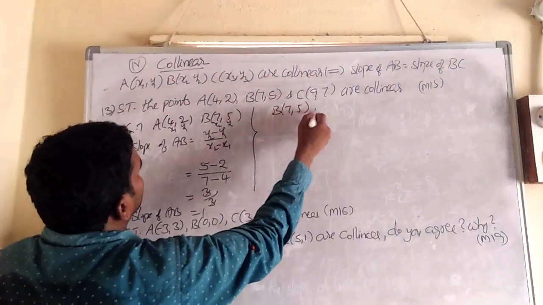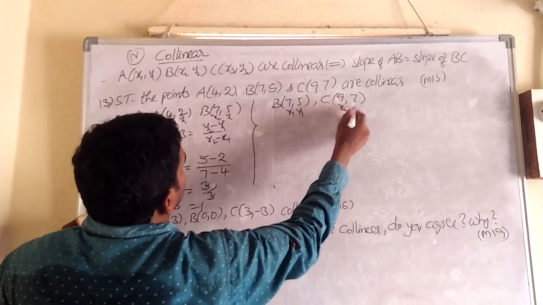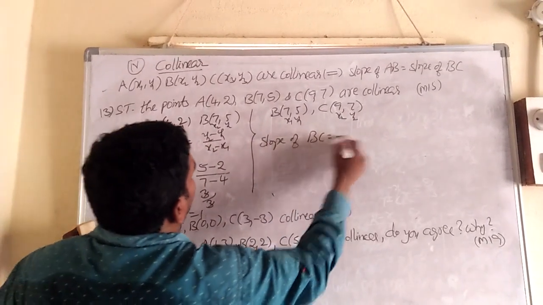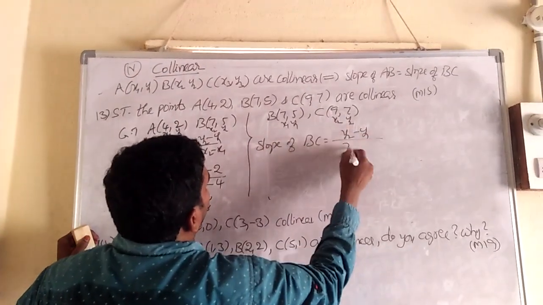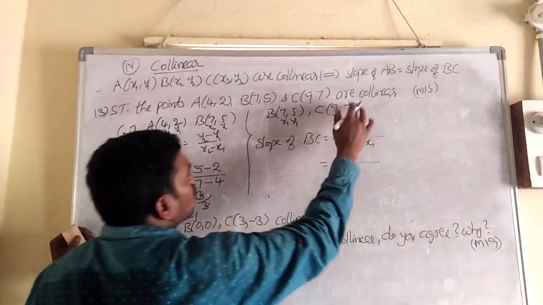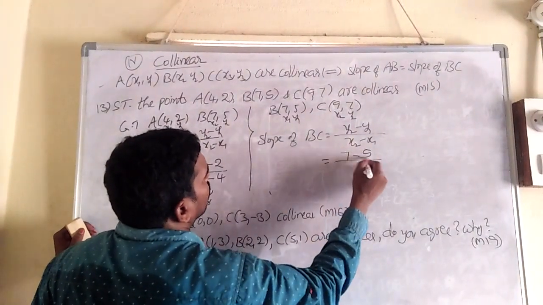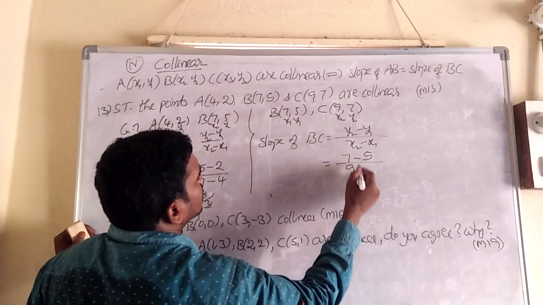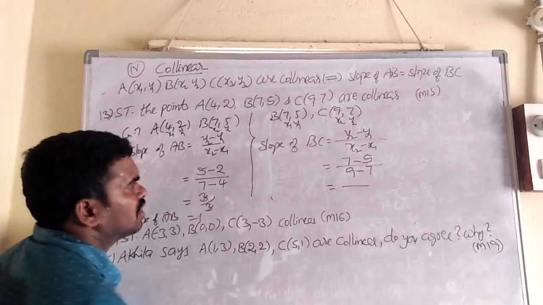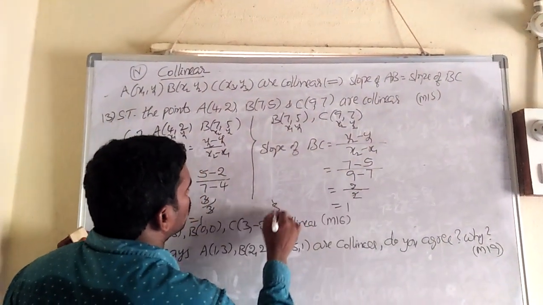Next, taking the other 2 points. B 7 comma 5, C 9 comma 7. So taking this as x1 y1, this as x2 y2, now I'm going to find the slope of BC. Formula? Same formula, y2 minus y1 by x2 minus x1. So now what is y2? Y2 is 7. Next minus y1, what? 5, by x2, what? 9. Next minus x1 is what? 7. Okay. 7 minus 5 how much? 2. 9 minus 7 how much? 2. 2 cancel. What is 1? Slope of BC is how much?